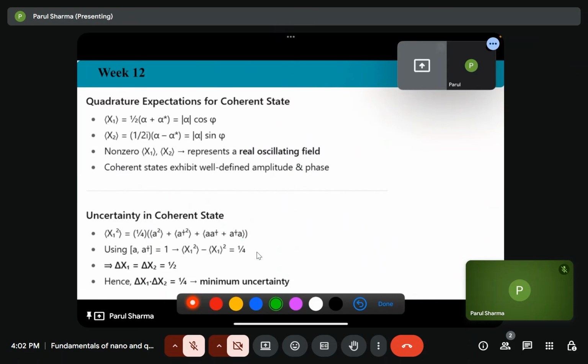So now we want to calculate the uncertainty of the coherent state. We will take a 10 minute break here. We will continue.